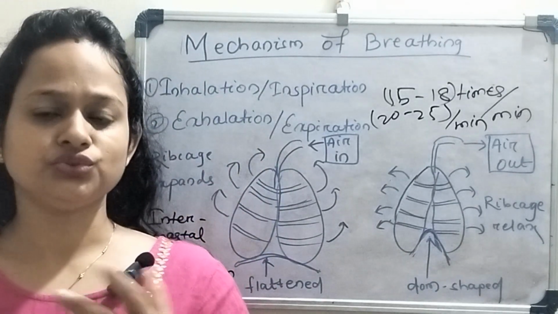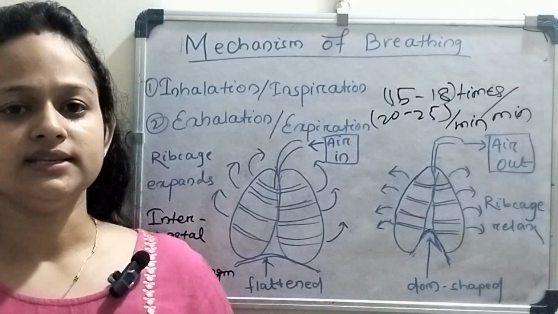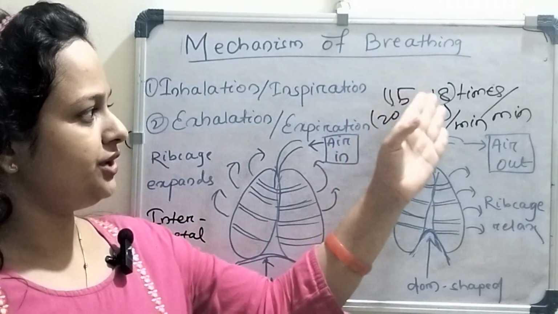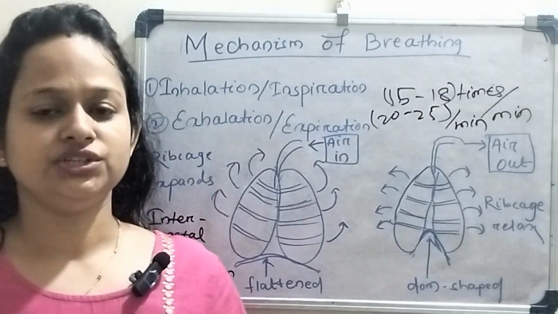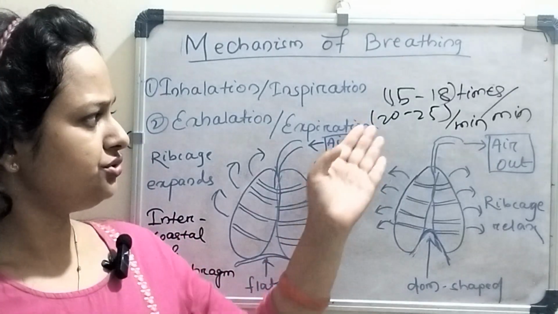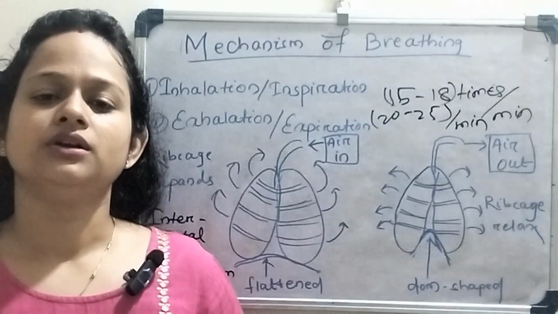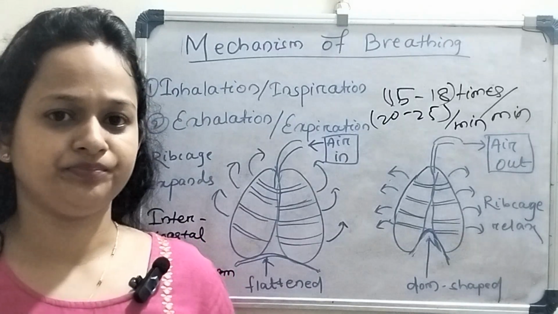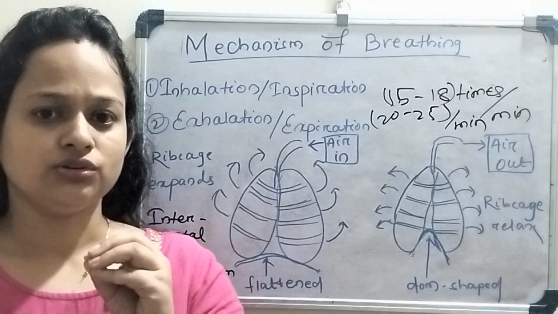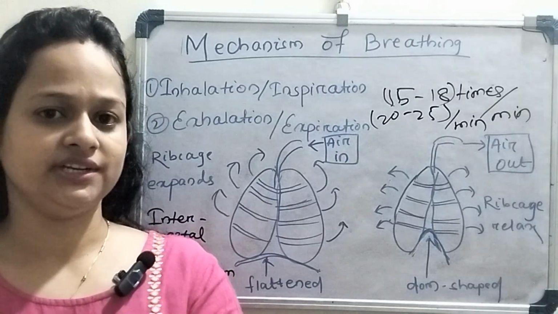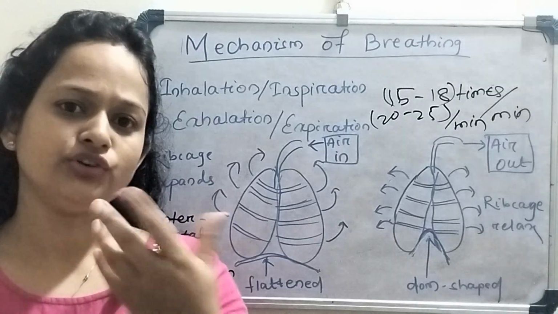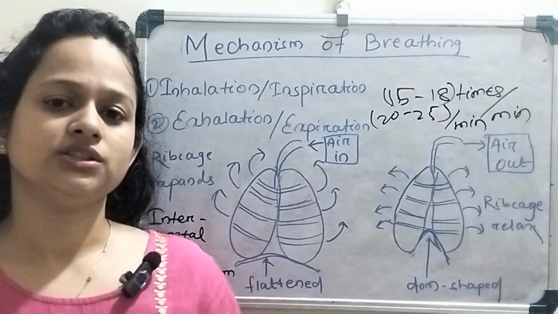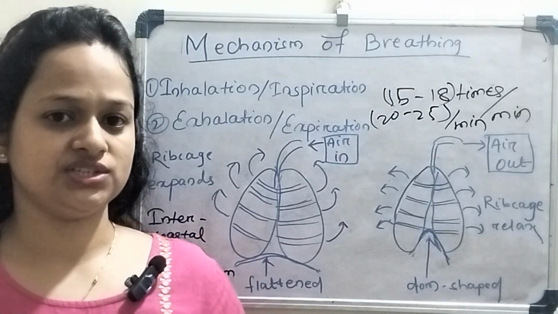Then we have to know about the control system of breathing. In a healthy human, the breathing rate is about 15 to 18 times per minute. But during exercise, it may increase to 20 to 25 times per minute. And there is a control center present in the brain, that is in the medulla oblongata. And this medulla oblongata, the center of control, is accelerated by carbon dioxide. When the concentration of carbon dioxide in the blood increases, the rate of breathing also increases.